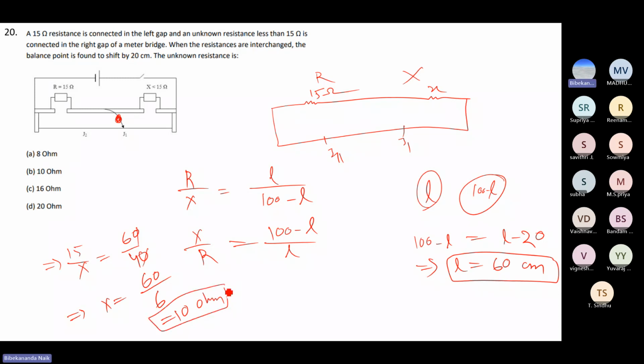Is it clear to all of you? X will be 10 ohm because, according to the formula, R by X equal to L by 100 minus L. Since R is greater than X, L will be greater than 100 minus L, and the difference between the two is 20. So 100 minus L equal to L minus 20. From this we calculate L equal to 60. So using the value of L in this formula, 15 by X equal to 60 by 40. So X is 10 ohm.